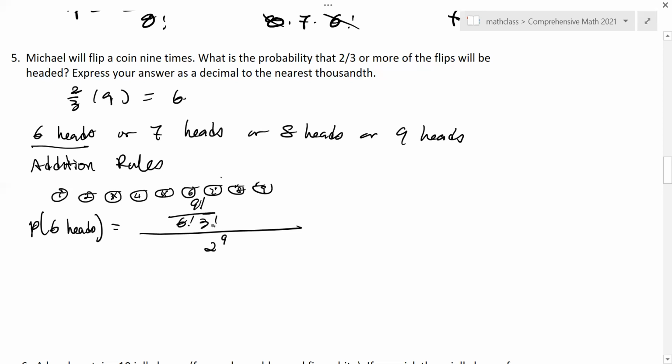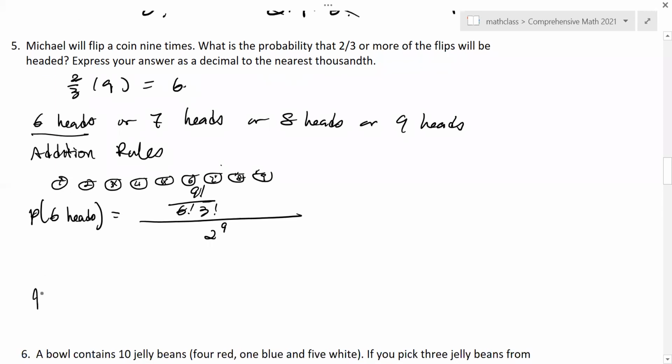And similarly, you can find the probability you get exactly 7 heads. So the answer will be, first of all, the probability of 6 heads, then you get 7 heads.